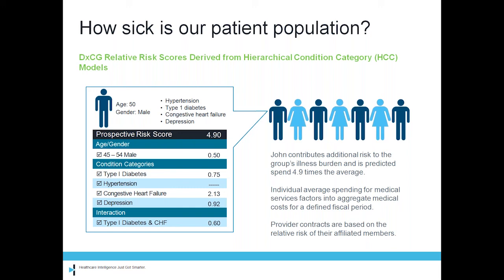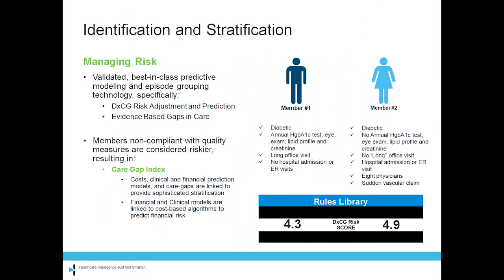A risk score of 1 means you're just like everybody else. A risk score lower than 1 means that you're actually less risky, and a risk score greater than 1 means you're more risky. The higher the number, the more risk there is.